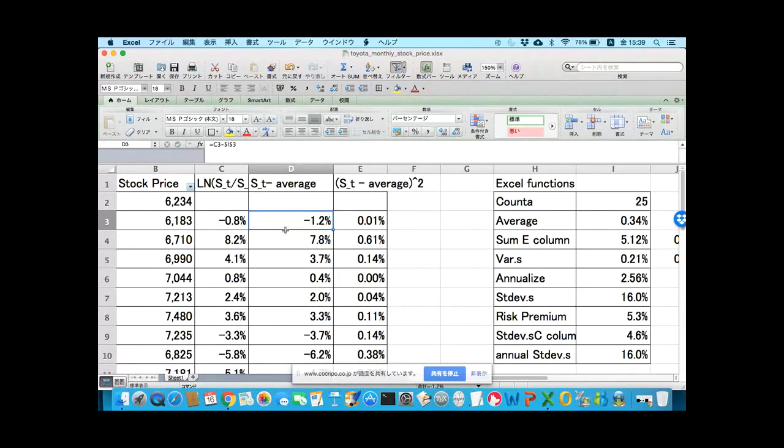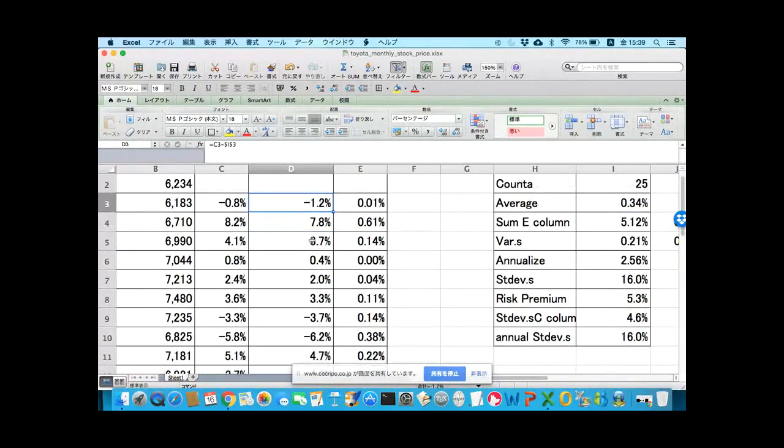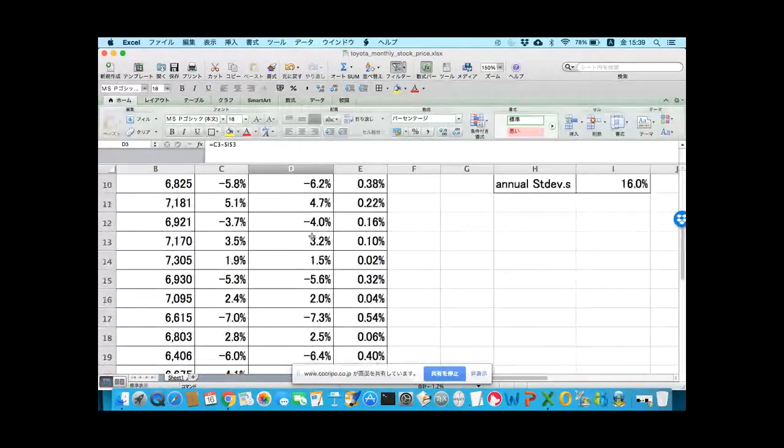So in column D, look at cell D3. The result is minus 1.2. Why is it minus 1.2? Because it's the difference between negative 0.8 and positive 0.34. The distance is negative, minus 1.2%, right? So this minus this would be this, okay? So we calculate the rest like these.